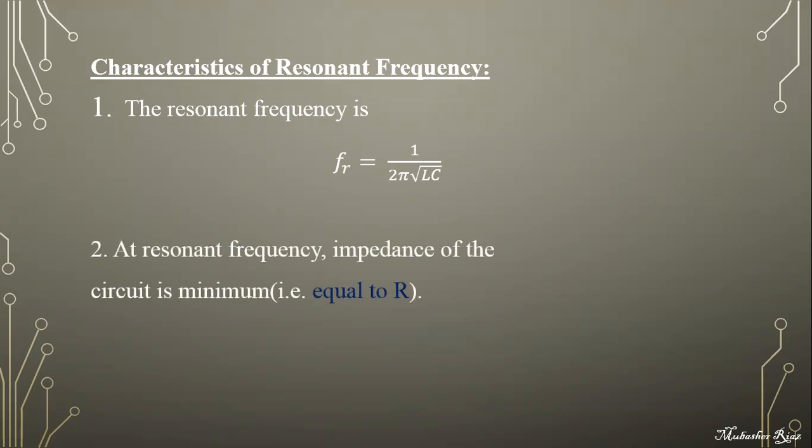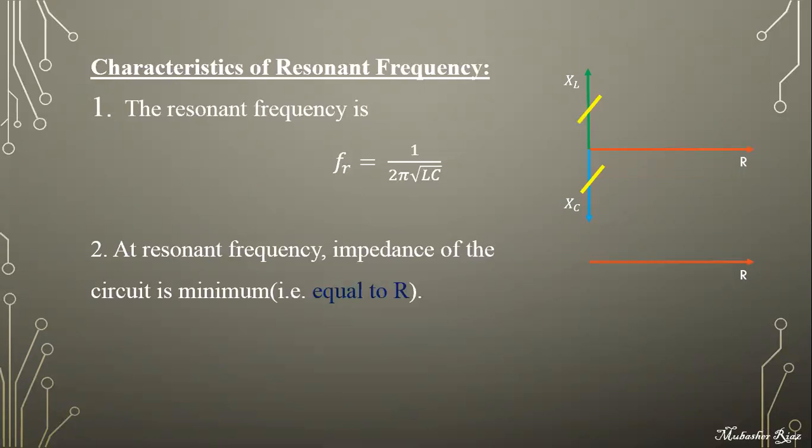Second property: at resonant frequency, the impedance of the circuit becomes minimum, and that is equal to R. कि जब resonant frequency occur होगी तो at this particular frequency impedance of the circuit becomes minimum and it is equal to R, which can be proved graphically as well as mathematically. So in this graph, XL and XC are opposite in direction. So when they become equal to each other, they cancel out. जब ये XL XC को cancel करेगा, only resistance is remaining. So that's why the impedance of the circuit at this resonant frequency becomes equal to R.